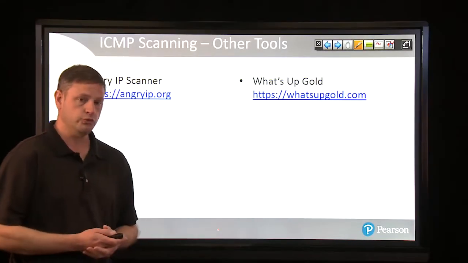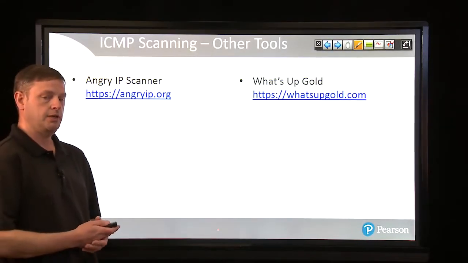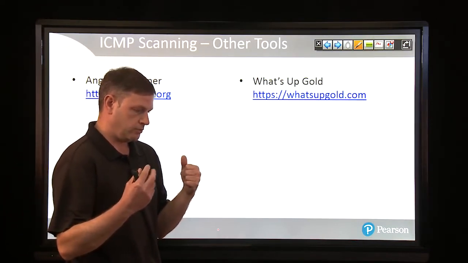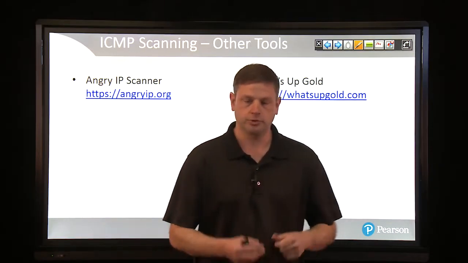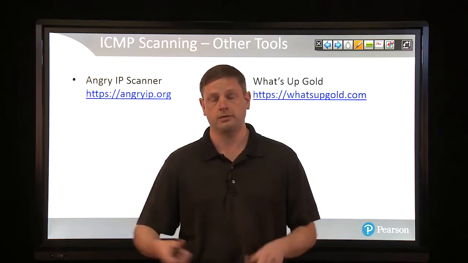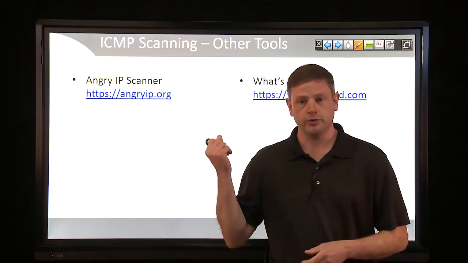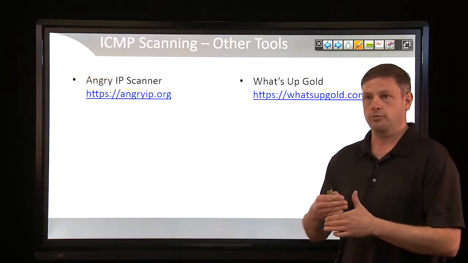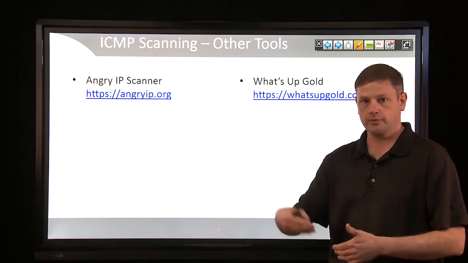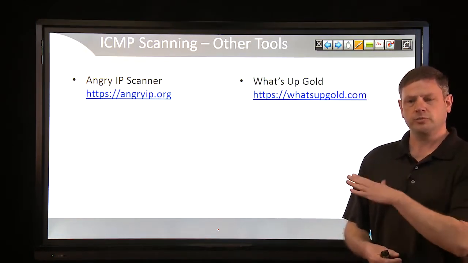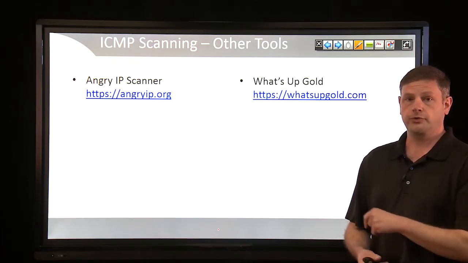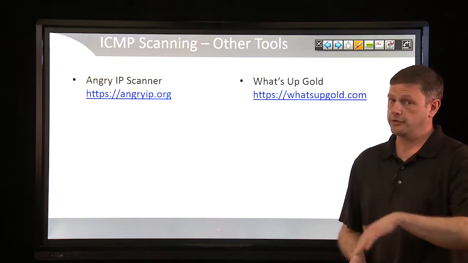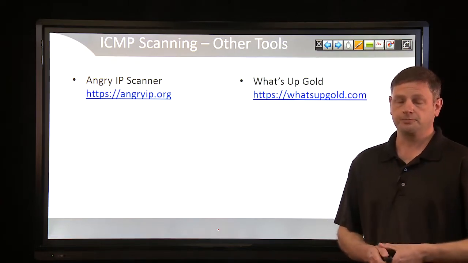A couple more tools for scanning ICMP: Angry IP Scanner and WhatsUp Gold. These are both Windows applications that you can just run and provide with a subnet, and it will go out and scan those subnets for you. WhatsUp Gold will do it in a recurring fashion, so based on frequency, it will scan everything and then display the results. WhatsUp Gold is more for network monitoring, to know that my web server is up and online, and if it goes down, doesn't respond to ICMP, send an alert to the administrator.